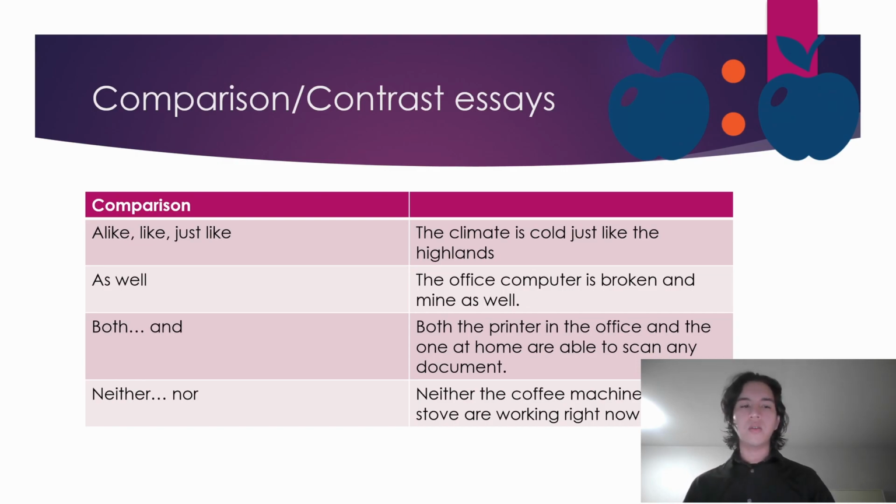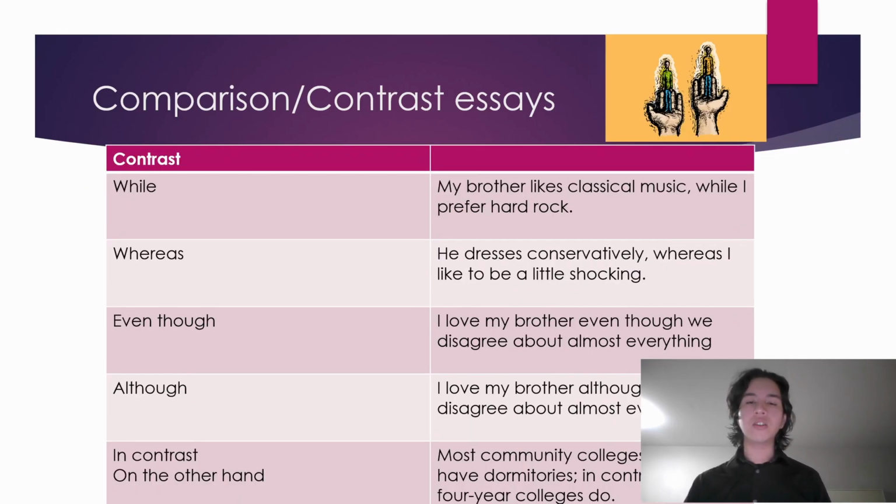For example, both and. You could say that a controller is both functional as a driving wheel because they both control something. The next example is neither nor. That would mean contrast, explaining why they're not doing the same. So in this example, neither the coffee machine nor the stove is working right now. So these are for comparison, these are for contrast.